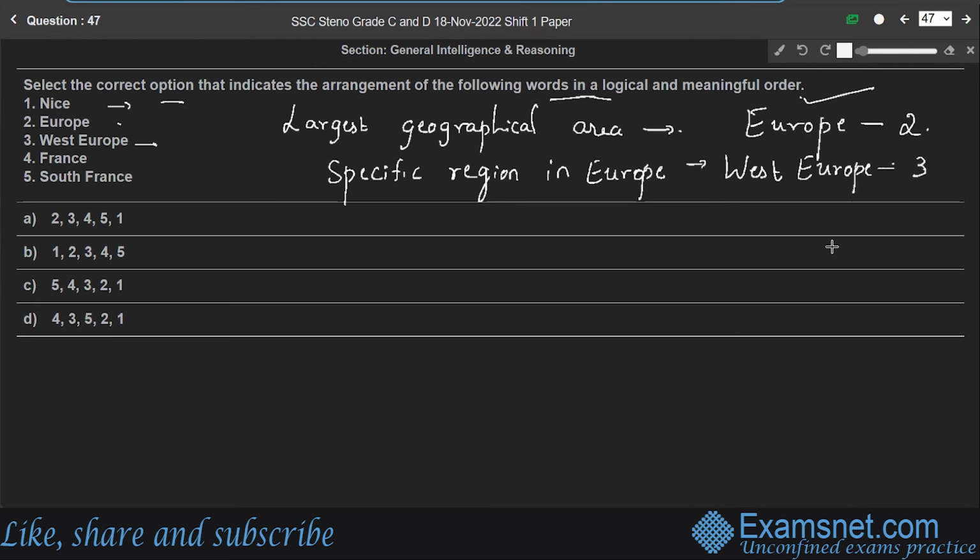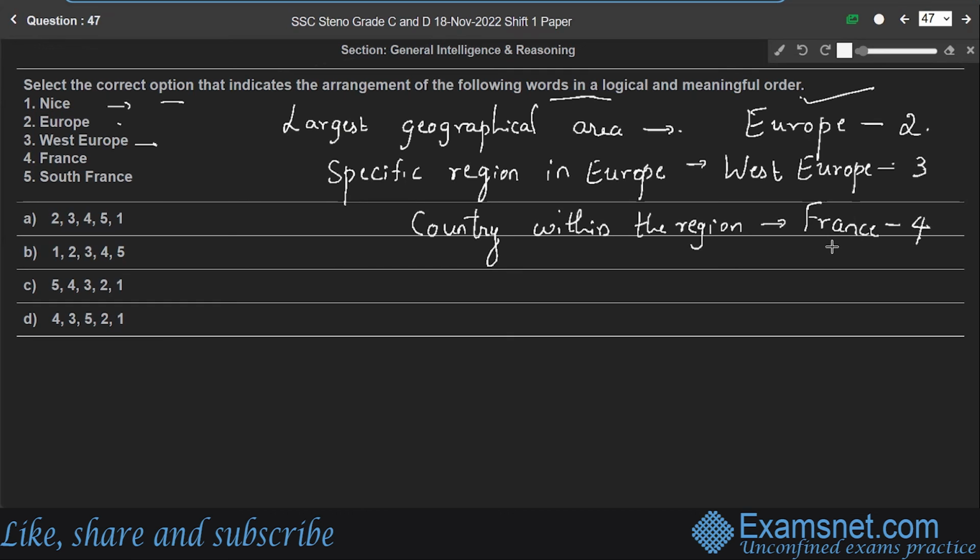Next, then further down to a country within that region, which is France. So the country within the region of West Europe is France. France is the fourth word in the given question.